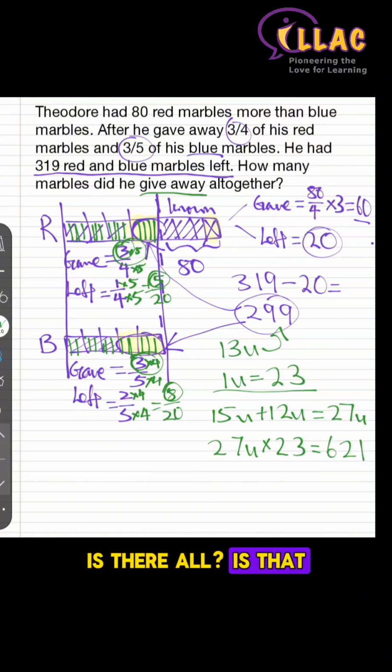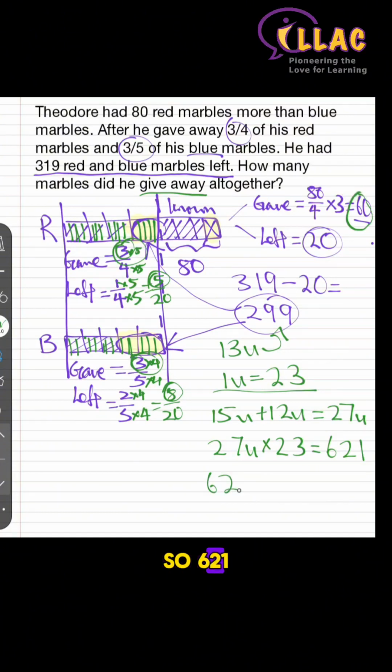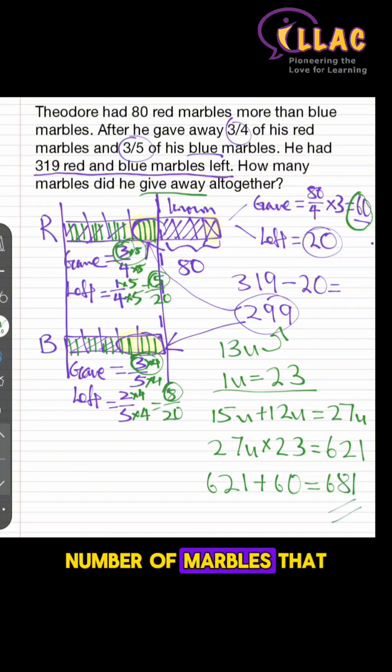Is that all? Is that the final answer? No, do not forget there is a known part over here that you have given away, which is 60. So 621, remember to plus 60 and get you the final answer of 681, the number of marbles that he has given away.